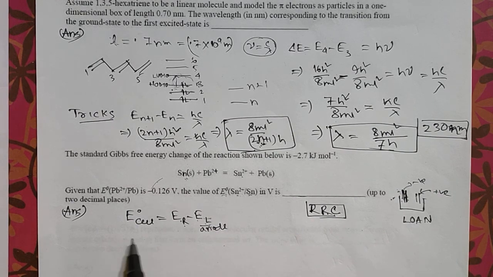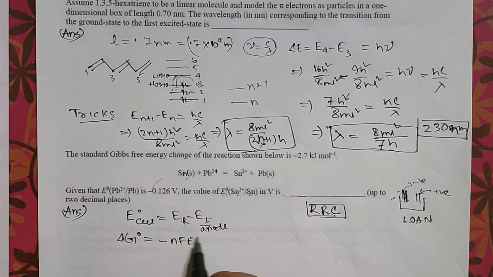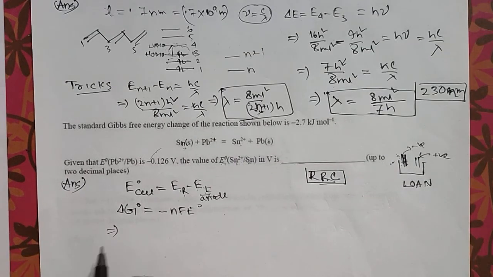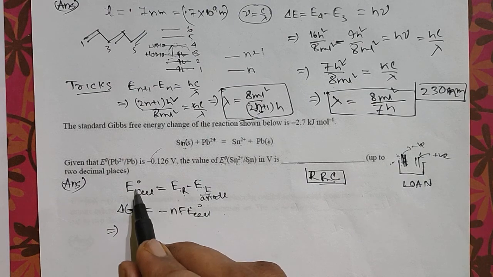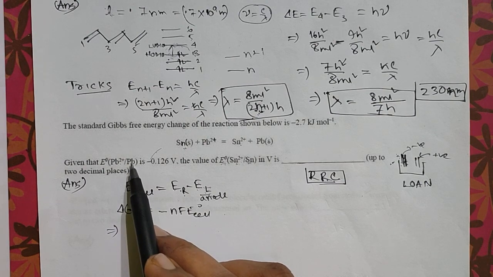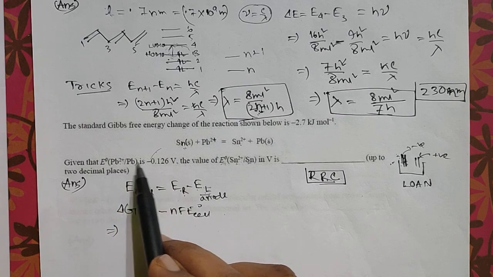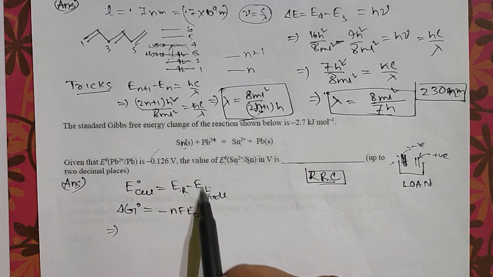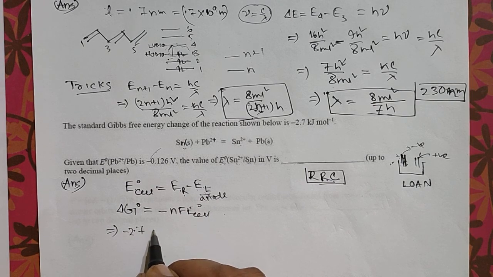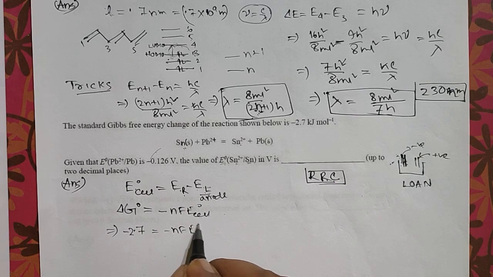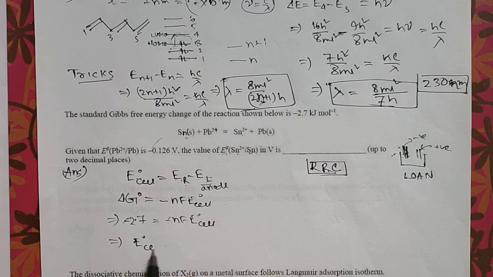Now first we will see that delta G naught equals minus nF E naught. From here we will calculate the E naught cell and put it here. E right means the E cathode system, which is given here, and from calculating this we can easily get the E anode. So delta G naught equals minus 2.7 kJ, equals minus nF E naught cell. So this cancels, and E naught cell equals 2.7 by n F.